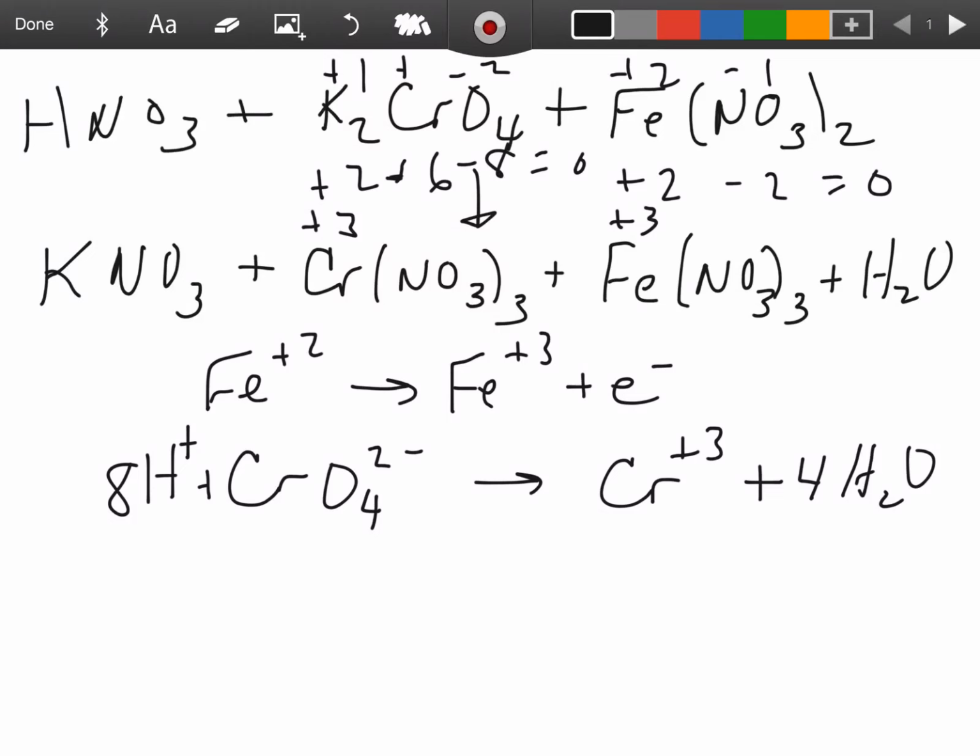Now my elements are all balanced, but my charges are not, and so that's the next thing I need to do. And one way to do it is to take a look at the elements that are changing oxidation states.